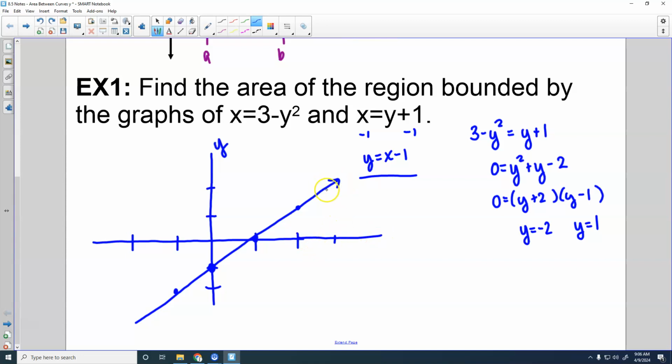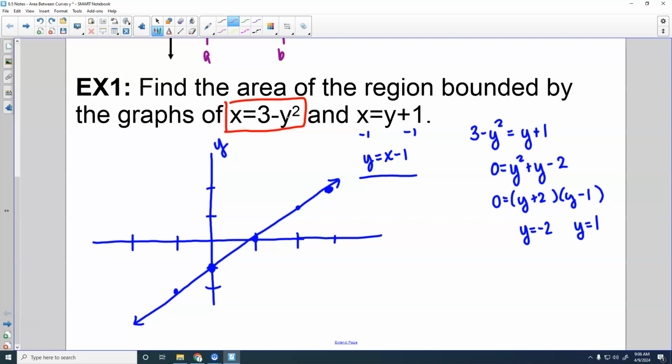It's about right here. Okay, so I've got that line. Then I've got to graph x equals 3 minus y squared. So you might know what that looks like. It's a sideways parabola, okay?